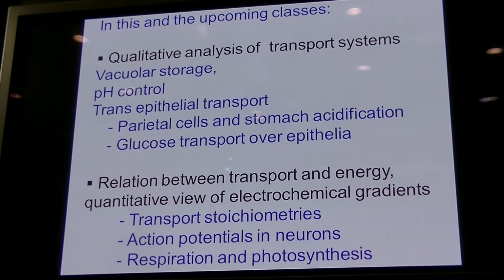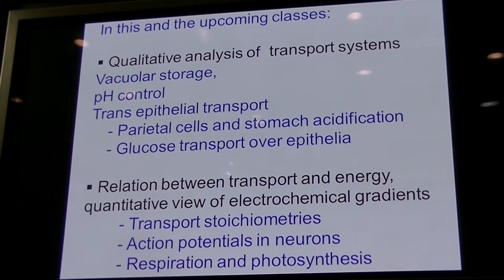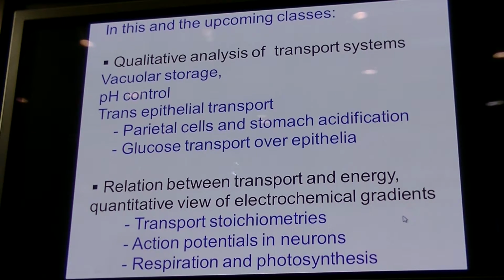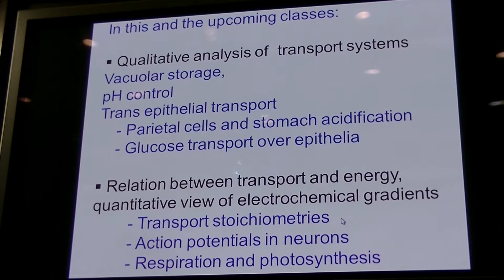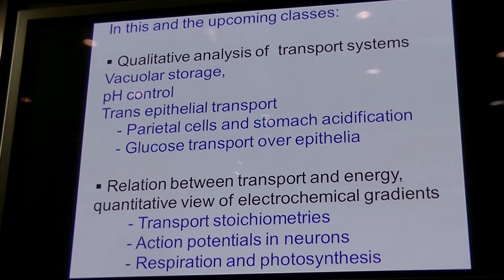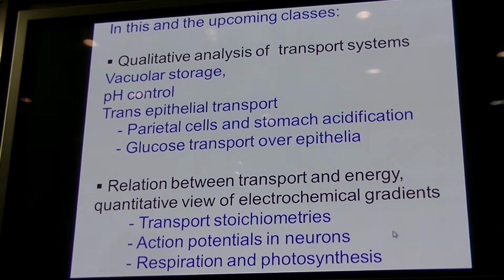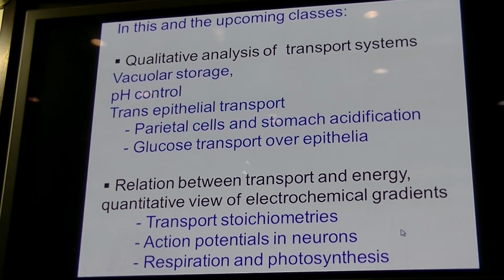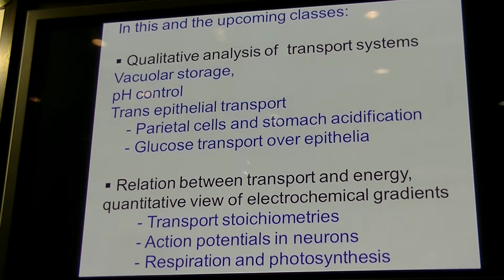Right, so now what do we have to do? After the exam, we'll look at how this all quantitatively works. And we'll look at why transporters use 2 sodium in one case and 1 sodium in the other case, things like that. We'll look at action potentials, the working of the nervous system, and then the mechanism of respiration and photosynthesis, which all depends on these electrochemical gradients. For now, let's look at some transport systems and how they make sense in biology.